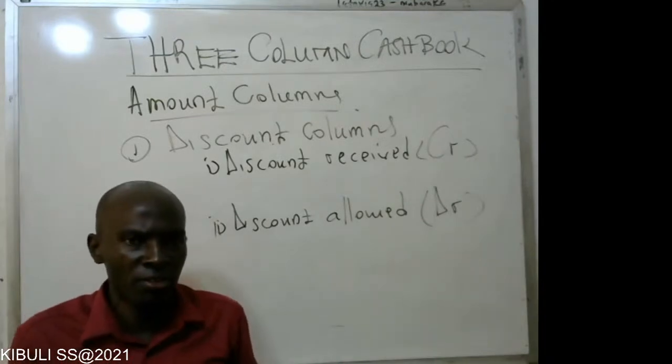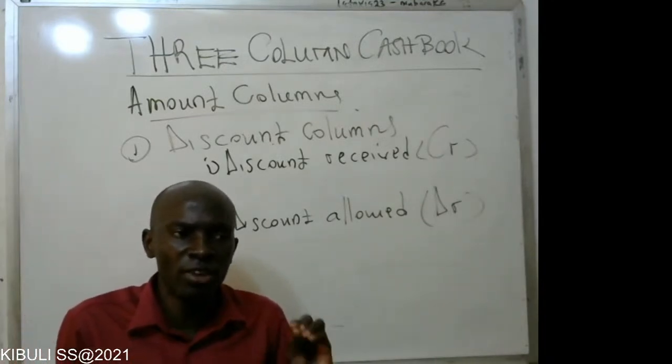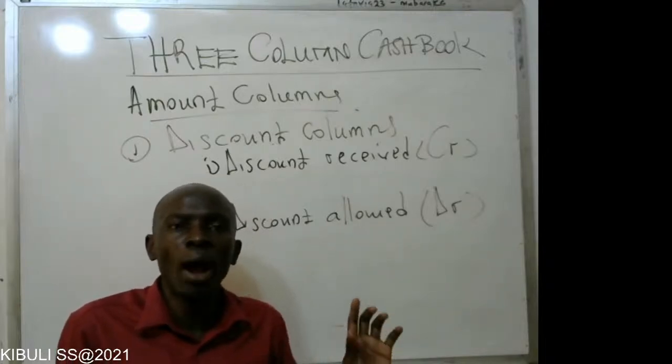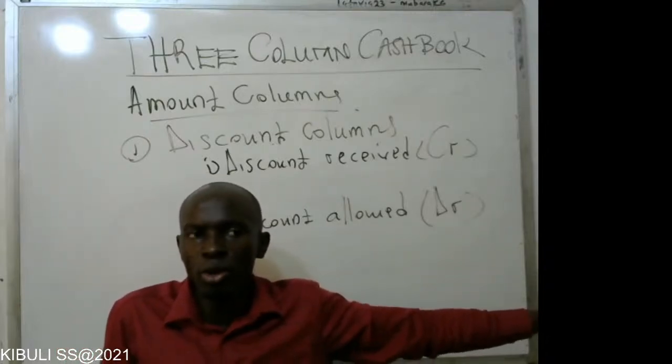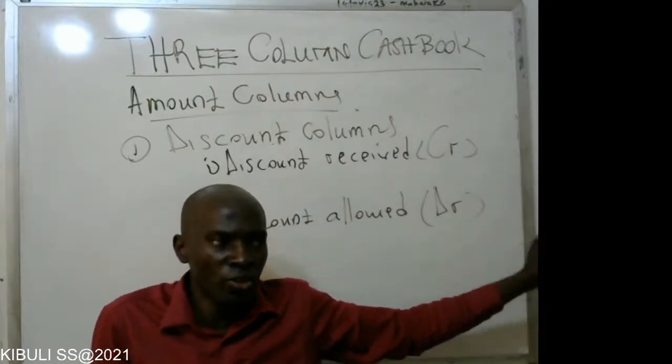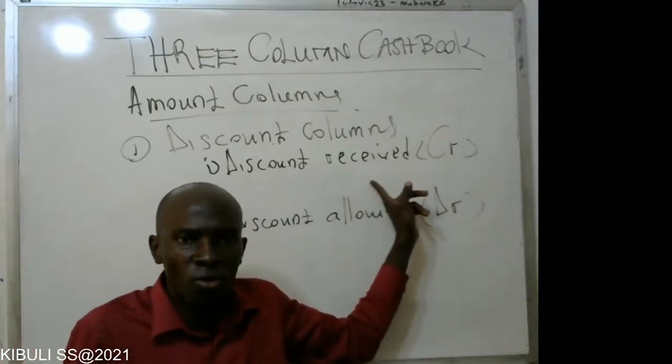Is it clear, class? The discount received is on the credit side because you get that discount when you are paying. And when you are paying, the cash book is giving out. So that's why you have the discount received on the credit.